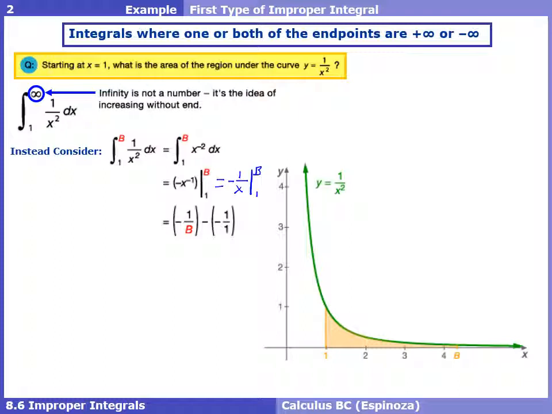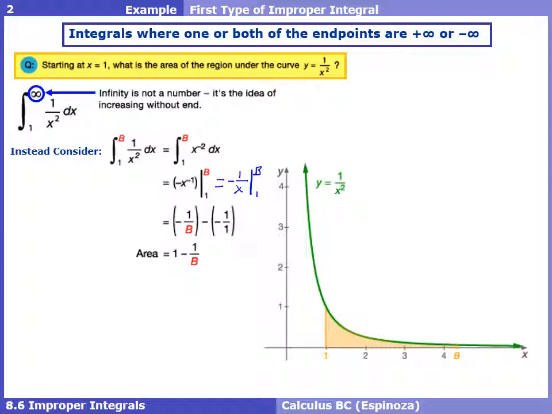When we plug in the b, we'll end up with negative 1 over b. When we plug in the 1, we'll end up with negative 1 over 1. And again, we have to subtract those two values by the fundamental theorem of calculus. When we clean this up a little bit, the negative and negative become a positive 1. So I'm going to just move that to the first position. So it'll be 1 minus 1 over b.